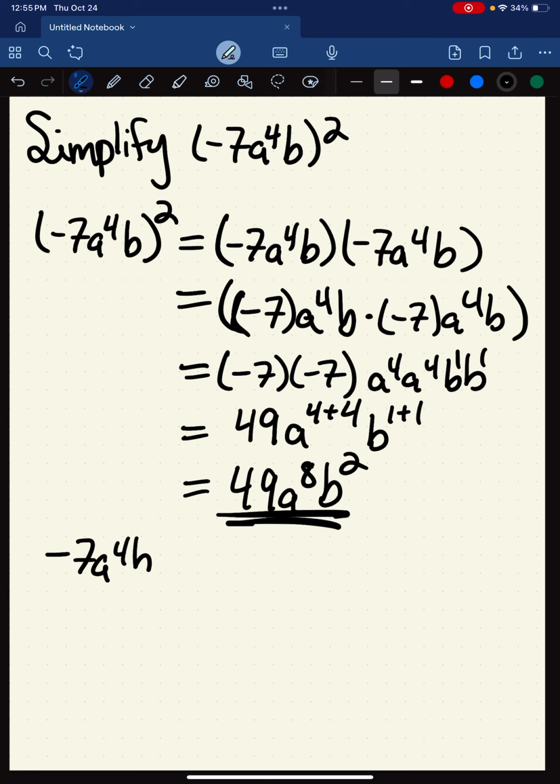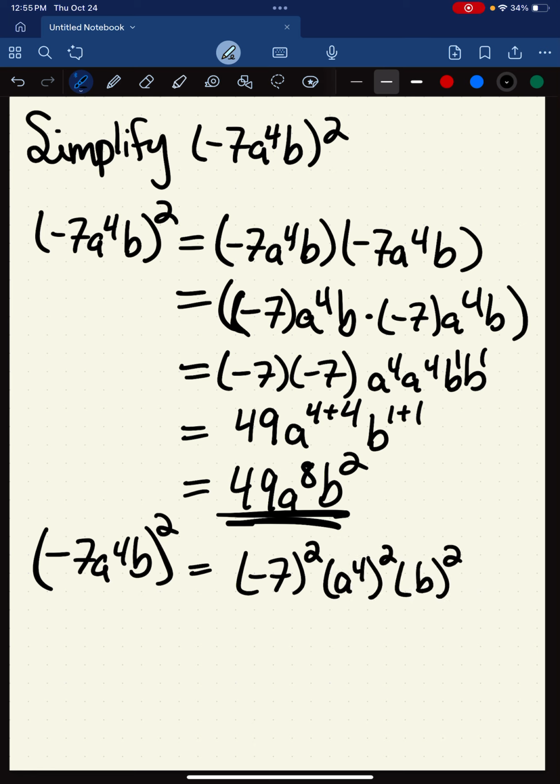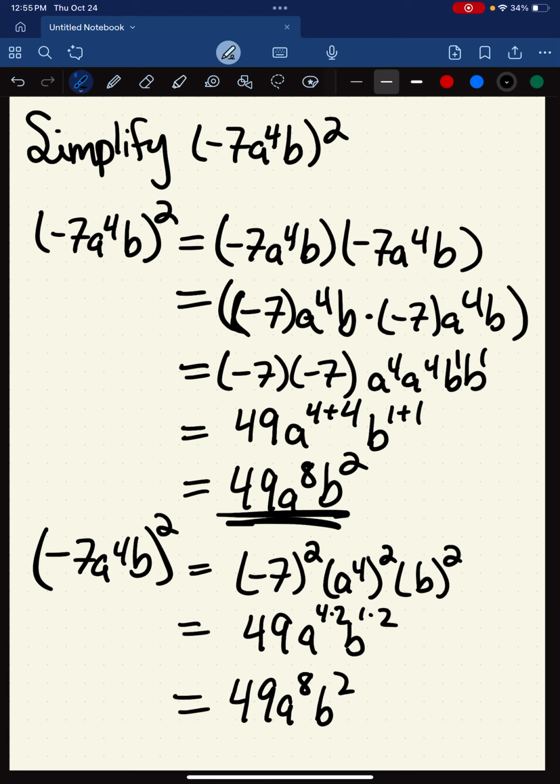There's another way you could have done that. And we haven't proved this, but I think you'll see that it's true. We can split this up into (-7) squared using the multiplication property, times (a to the 4th) squared times b squared, which is 49 a to the 4 times 2, b to the 1 times 2, which is 49a to the 8 b squared, just as we had before.